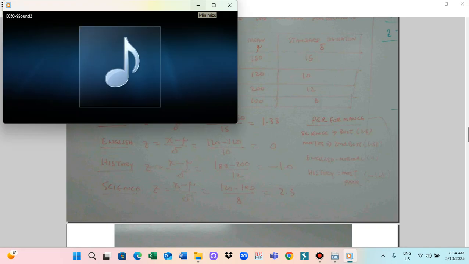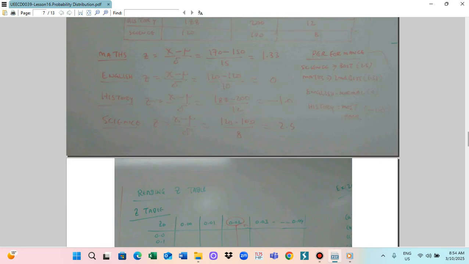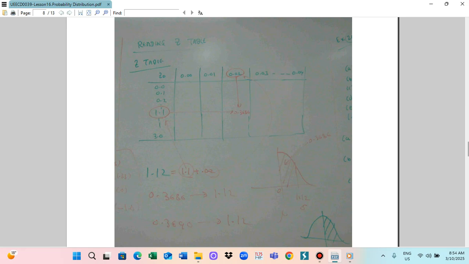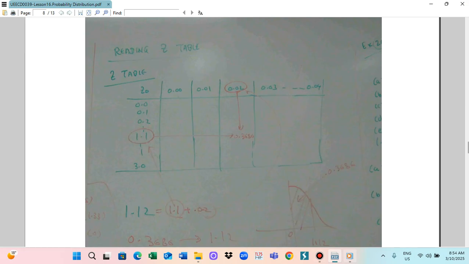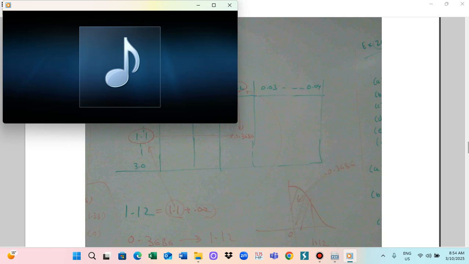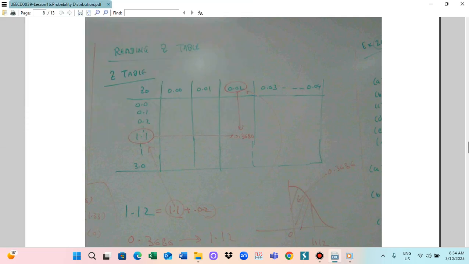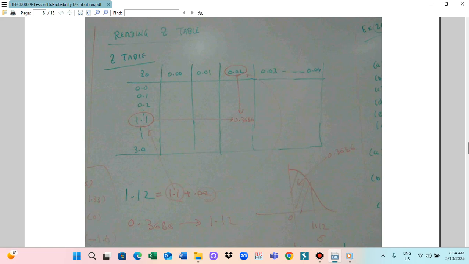Okay, the next one is that we read the Z table. So the Z table, I have already given you this page. Now we are using the Z table. As I showed you the numerical calculation, I calculate Z: Z is equal to x minus mu over delta, I substitute and make the calculation. This is the manual calculation, but really you can read it from this table. This is the Z table.